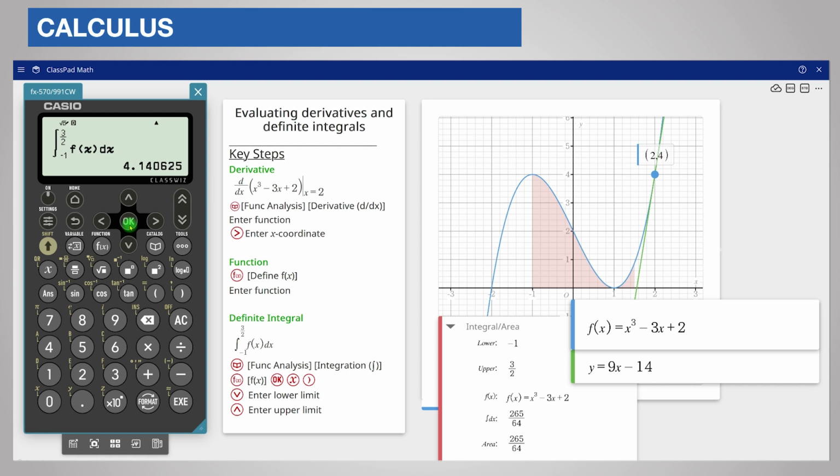ClassPad.net can also display the value of the integral as the area under the curve, as we see here. This is between the lower and the upper limits, which are also summarized below the plot here.